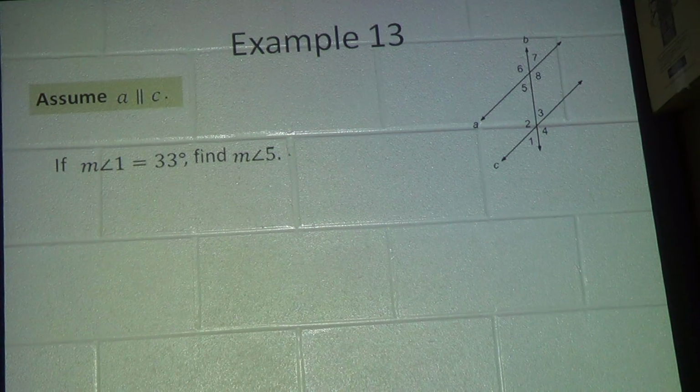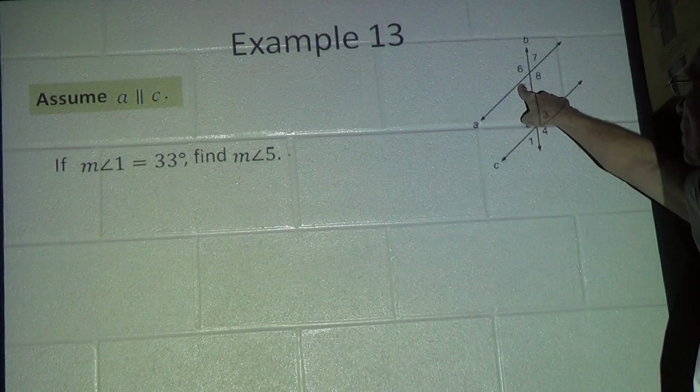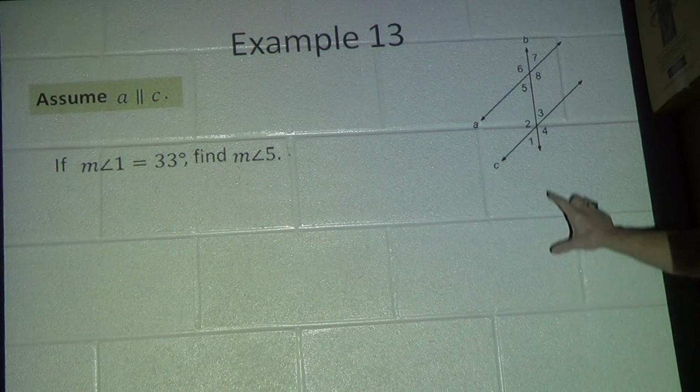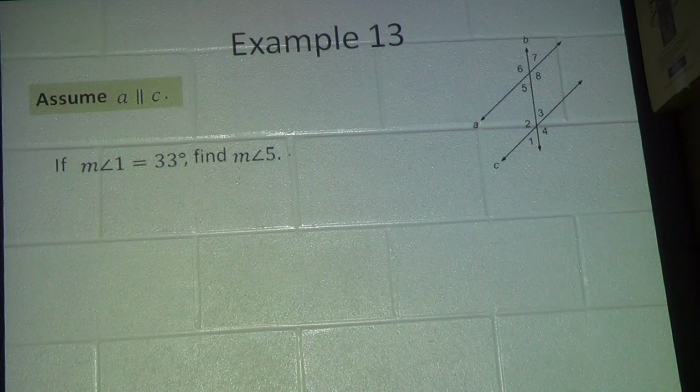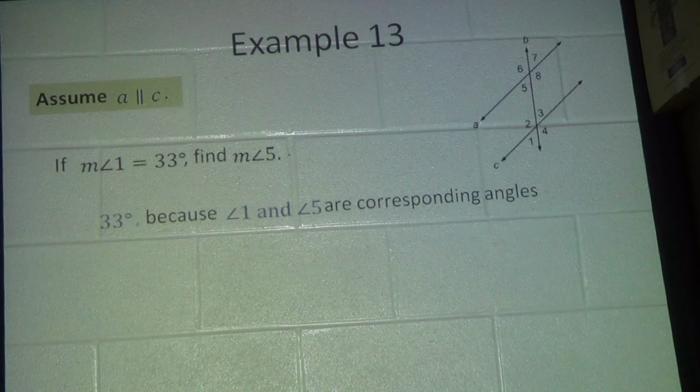Okay, example 13 says that the measure of angle 1 is 33 degrees. They want us to find the measure of angle 5. Since they're in a corresponding angle relationship, then this means that angle 5 has to be the same by the corresponding angle postulate. So it is 33 degrees.